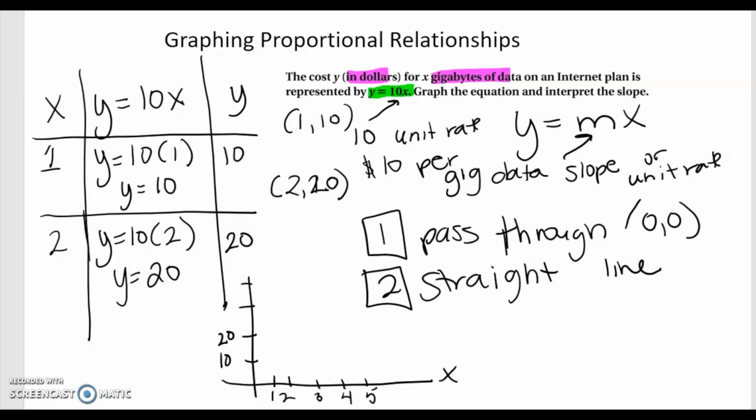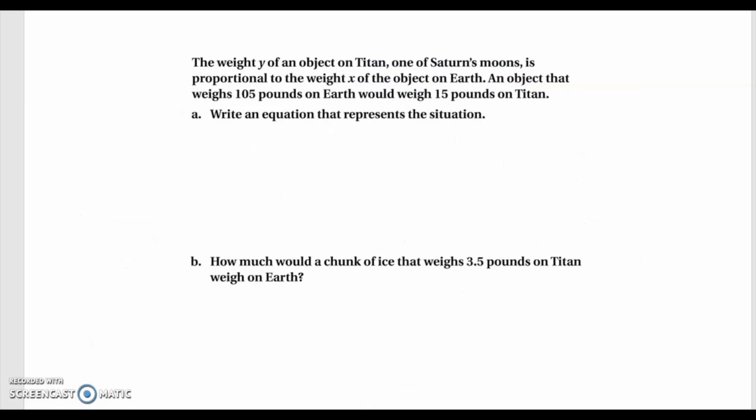10, 20, 30, 40. So at 1 gig, I'm paying $10. At 2 gigs, I'm paying $20. At 3 gigs, I'm paying $30. And this is my graph of my proportional relationship. So I can see it starts at (0, 0), and it is a straight line. So it is a direct variation. Okay, let's look at another problem.